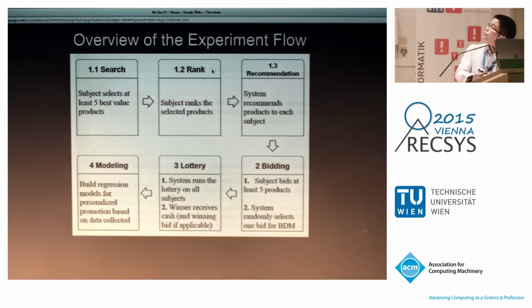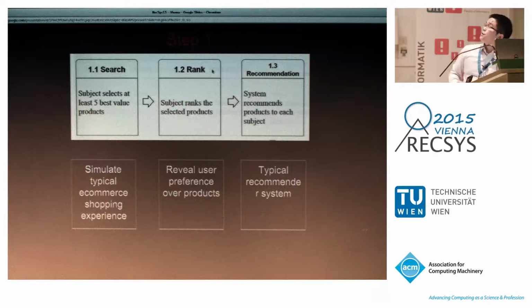This is an overview of the experiment flow. Let me explain each of the steps. Step one. At this step, when the user comes to our system, we don't have any information about the user. So the purpose of this step is to know the user's interest, so that we can recommend some relevant products.